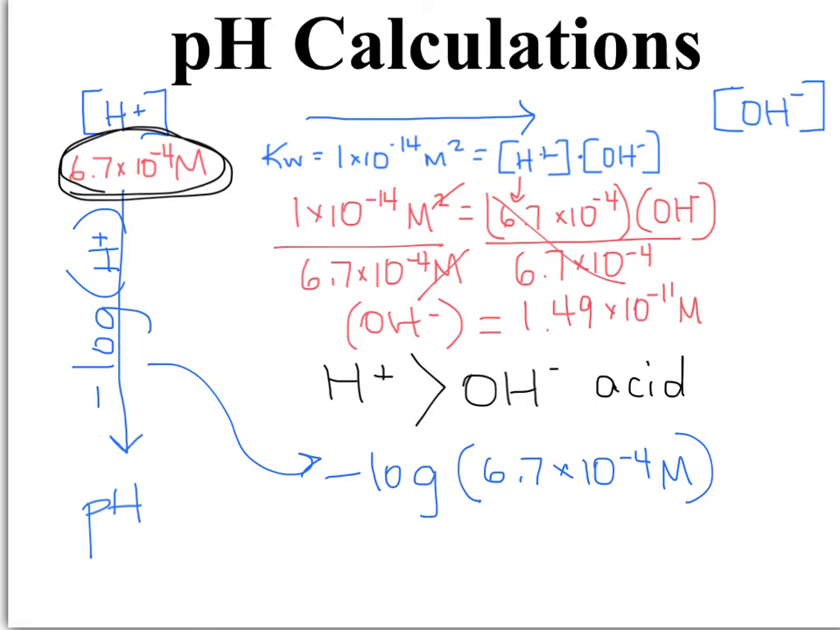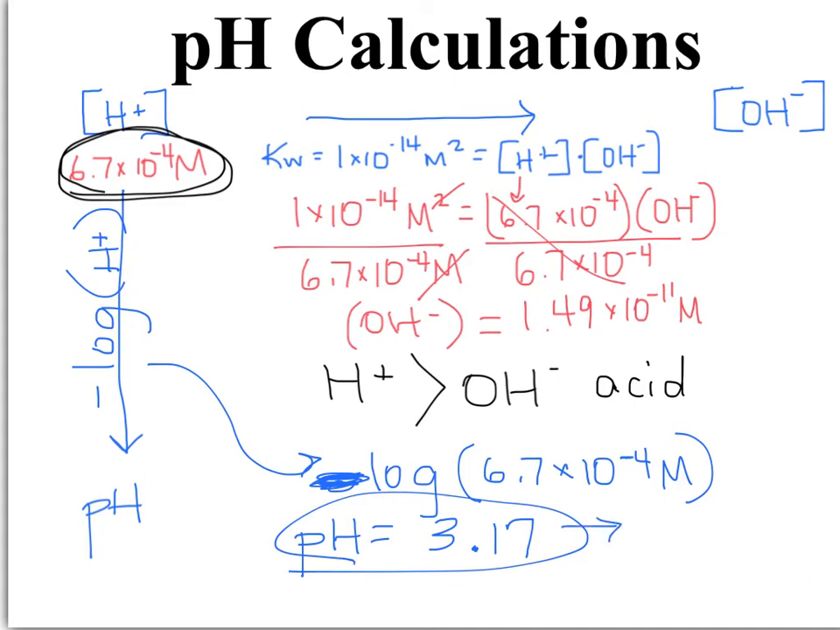And when you do that, you should get a number between 0 and 14. If you don't get that number, chances are you forgot to put the negative in front of the word log, or you forgot to put the negative in front of the 4 on the exponent. But when I do that, I come up with a pH that's equal to 3.17. So now it's really easy to determine whether it's an acid or a base, because when I've got a pH of 3, I am definitely an acid.